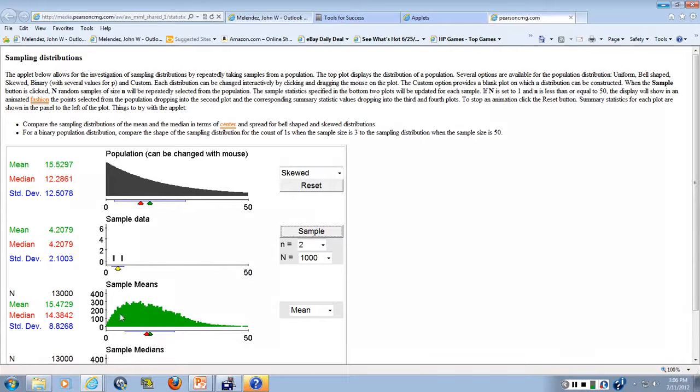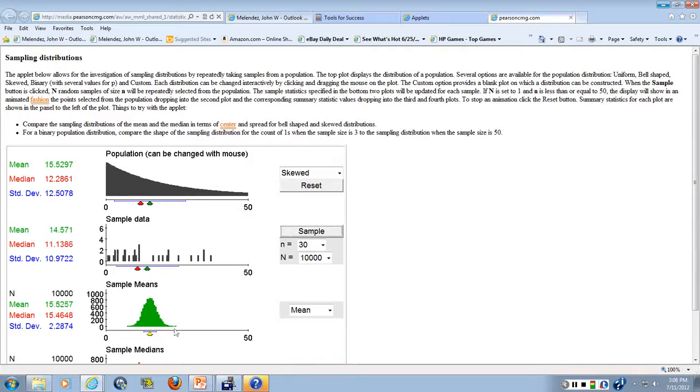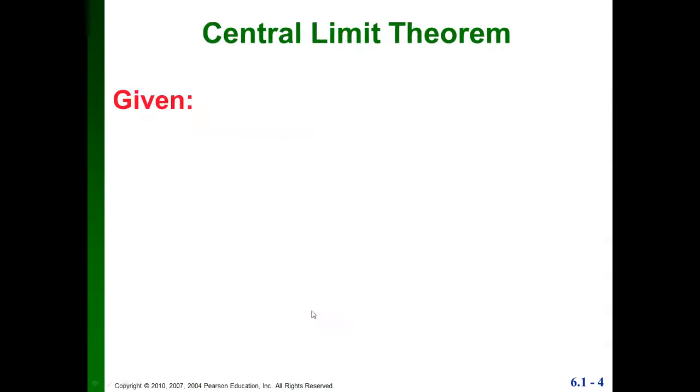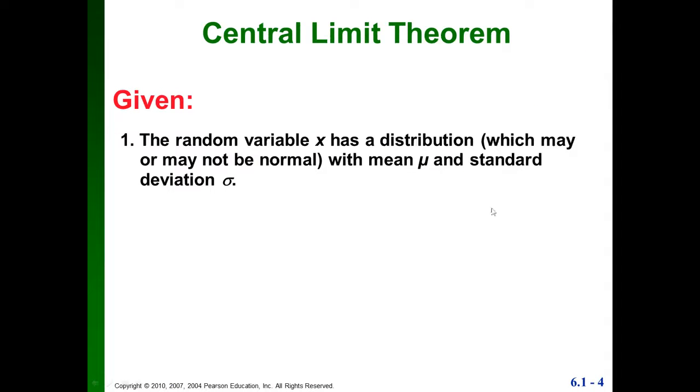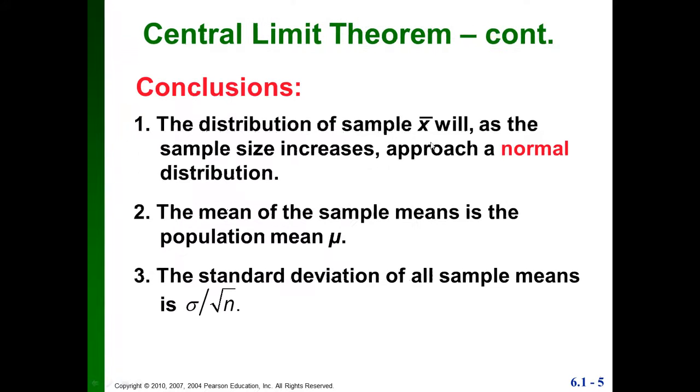Now, notice this. The distribution here is skewed, and this distribution is skewed. Now let's change this to 30. Now this means that we have 30 in the sample, and we're going to take 10,000 samples right here. And we get what? Look at this curve right here. We get a normal distribution. So what that is saying is that the central limit theorem tells you that if you have any distribution at all, as long as you have more than 30, then you can have a normal distribution.